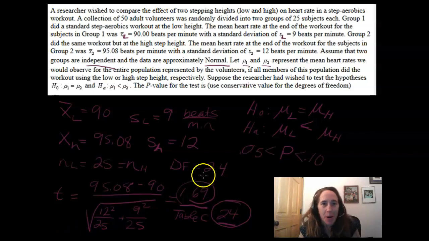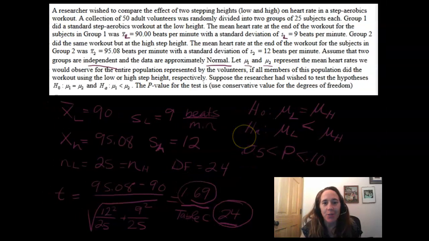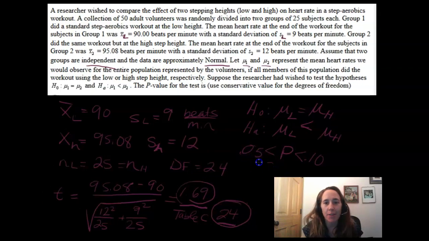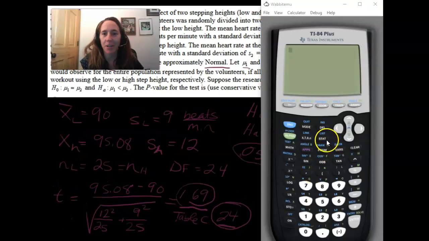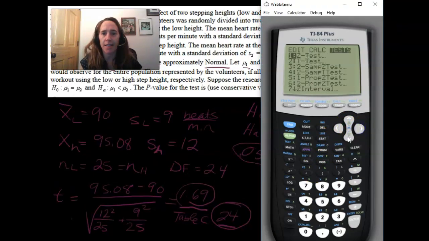All right, I hope you paused. Welcome back. If you got that the p-value is between 0.05 and 0.10, you are correct. Technology actually gets even more accurate, so we're going to find that out now. If you recall, you go to Stat, scroll over to Tests, and this is not a two-sample z-test. No, it's a two-sample t-test. So go here and then enter your data from the stats.